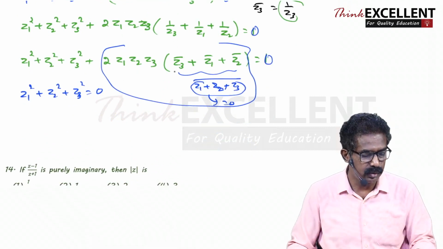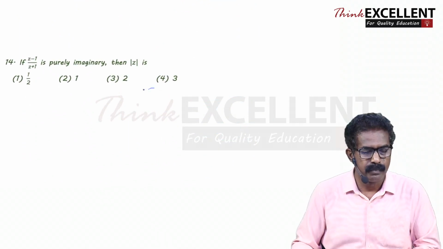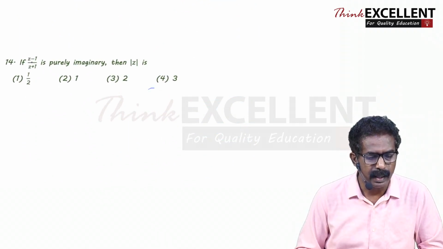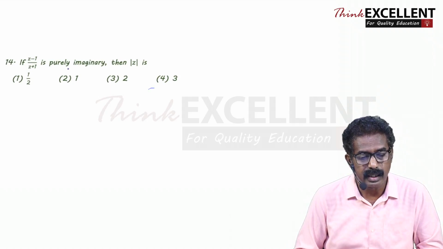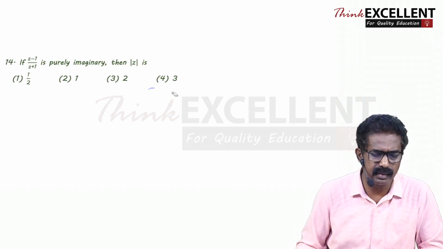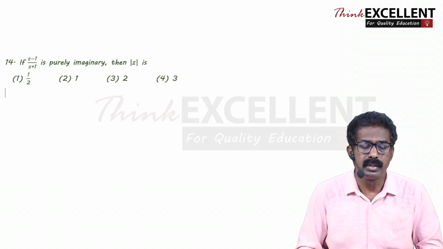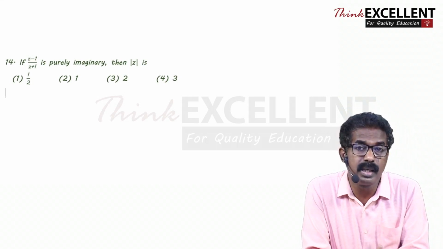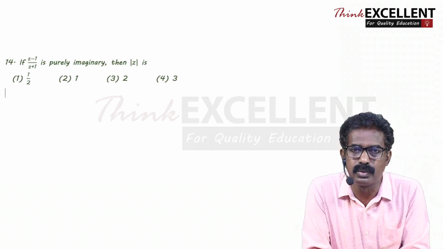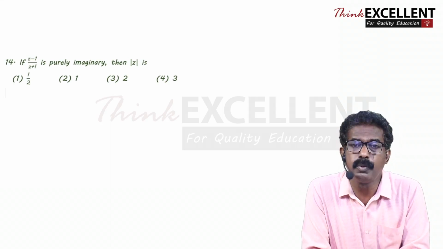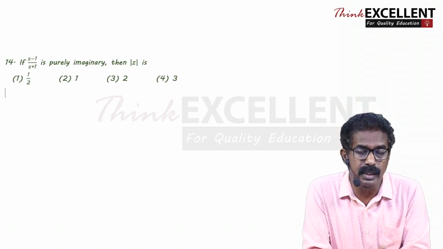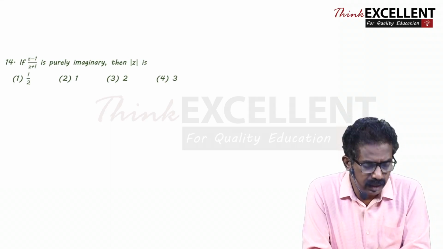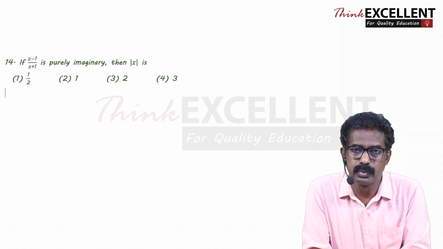Now, let's move on to 14th question. If (Z minus 1) by (Z plus 1) is purely imaginary, then modulus Z. There are different ways to do this question. So, listen students, here they said pure imaginary. Pure imaginary means only imaginary part is there. So, real part equal to 0. So, one method is for Z you put x plus iy. Then equate the real part with 0. You will get some answer, okay? From that you can find modulus Z.